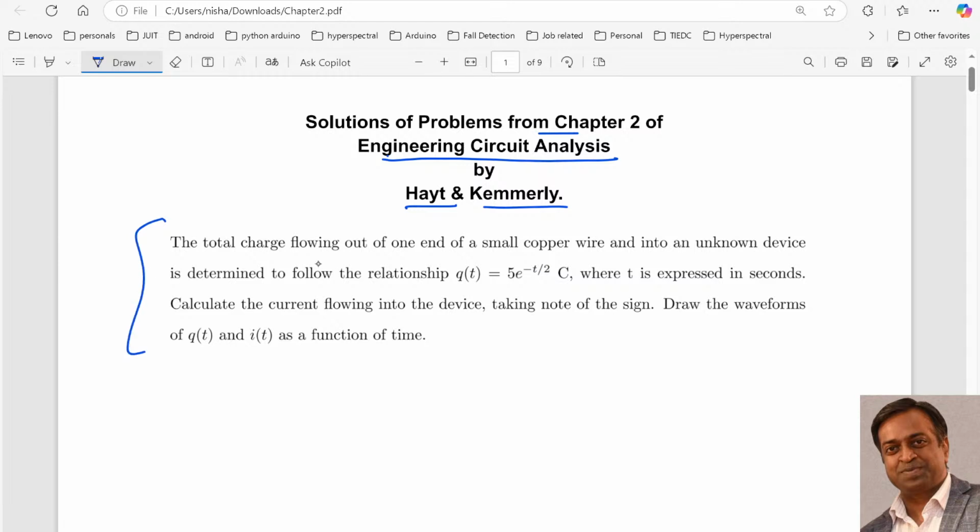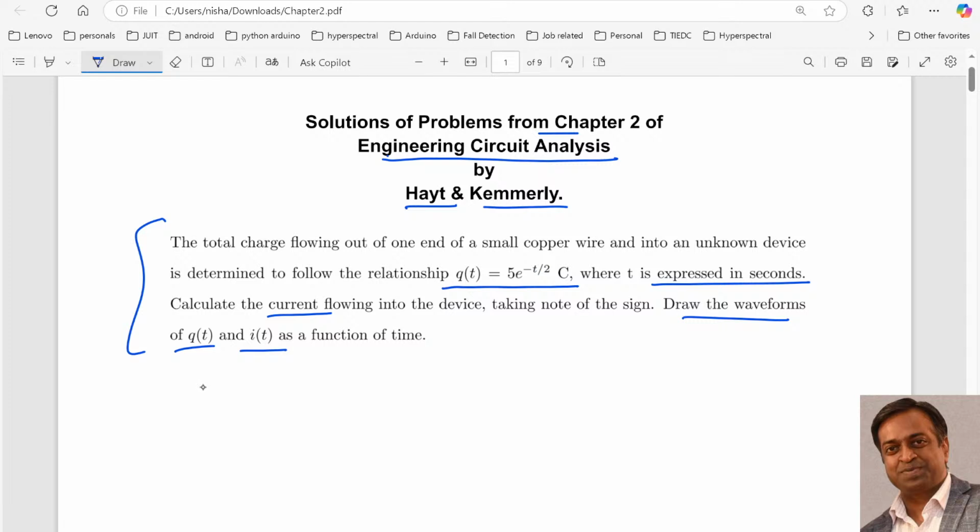Over here it is given in the question that the total charge is expressed as 5e power minus t by 2, where t is expressed in seconds, and we need to determine the current flowing through the device. We also need to draw the waveform of q(t) and i(t). So first of all, let's determine the current.